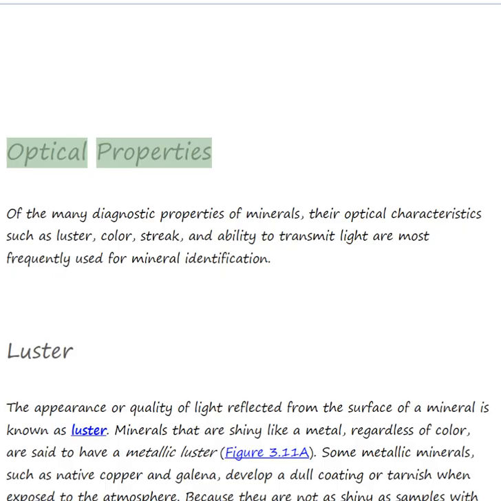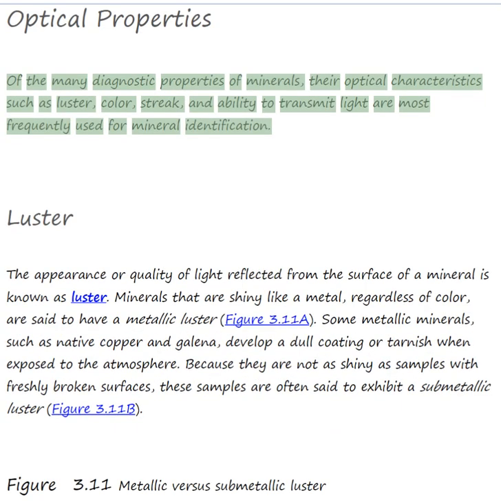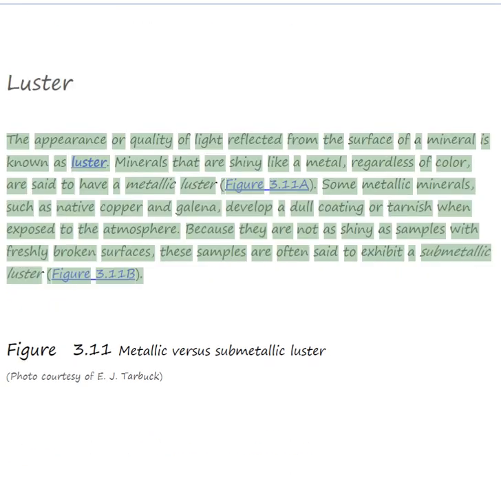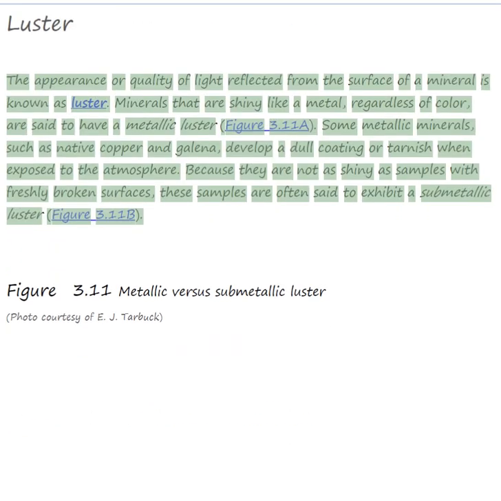Optical properties. Of the many diagnostic properties of minerals, their optical characteristics such as luster, color, streak, and ability to transmit light are most frequently used for mineral identification. Luster. The appearance or quality of light reflected from the surface of a mineral is known as luster. Minerals that are shiny like a metal, regardless of color, are said to have a metallic luster.